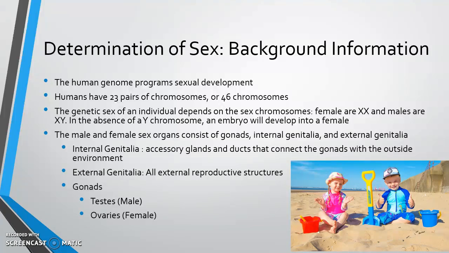They consist of gonads, internal genitalia, and external genitalia, just in a broad sense. Internal genitalia include all the accessory glands and ducts that will connect the gonads with the outside environment. And the external genitalia is everything that is an external reproductive structure that is visible. Now, males and females both have gonads, as I mentioned. The males have testes, and the females have ovaries once they differentiate.